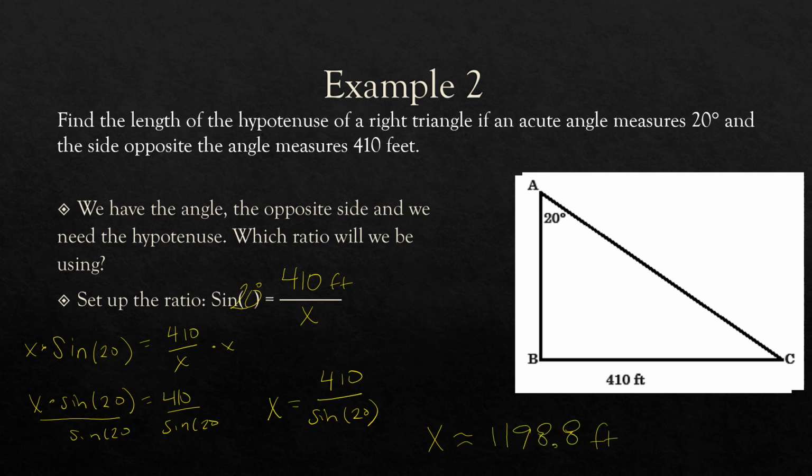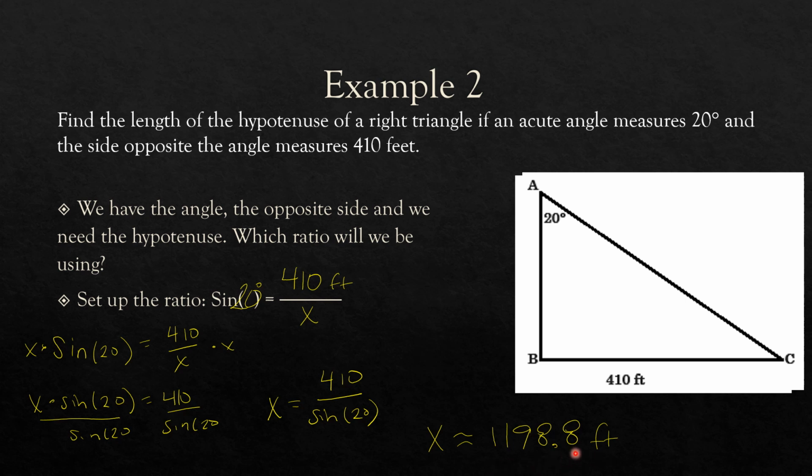1,198.8 feet. Now that's a really big number to compare to 410. Does that make sense? Think about if this is 20, this would be 70 degrees. Now we might not have drawn our triangle correctly, or in the right proportions, because 20 is going to be really small and 70 is going to be pretty big. That means that across from the 20 should be a short side, and across from the 70 should be much longer. So this does make sense.